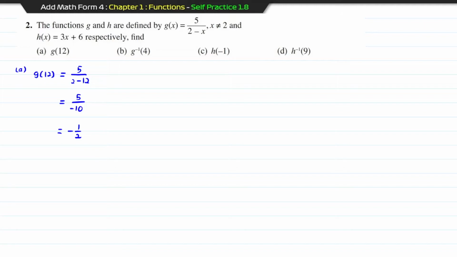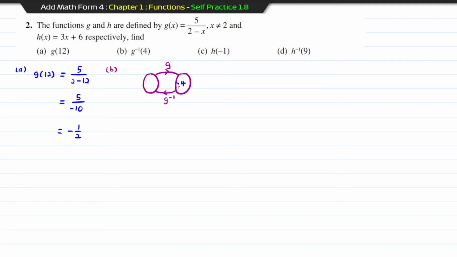Now we're going to move to question B. This is the inverse of g with an input of 4. So let's put an arrow diagram here so that we can look at this clearly. This is the function g, and this will be the inverse of g. This number 4 is an input of the inverse of g, but this number 4 is also the image of g. Therefore, the number 4 is on the right hand side here.